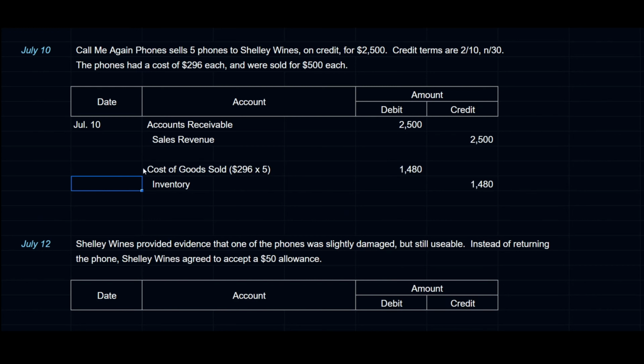We should also recognize the expense on the income statement. Cost of goods sold, $296 a unit multiplied by 5 units sold is $1,480, and we remove those phones from inventory for the same amount. Credit inventory, $1,480.